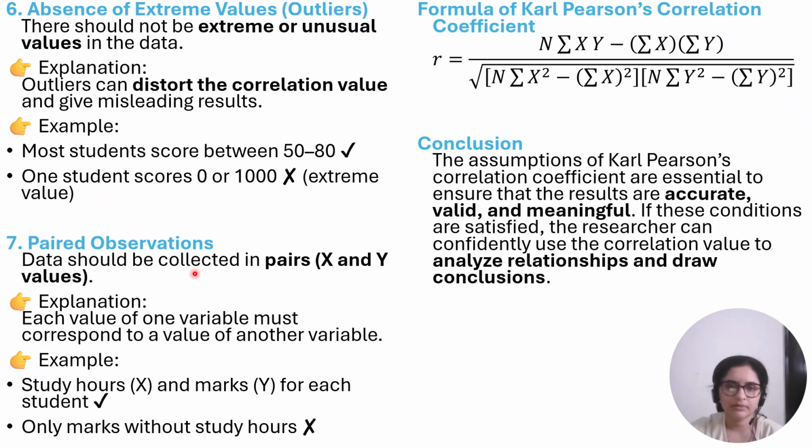And paired observations. Data should be collected in pairs, x and y. Both the x variable and the y variable should be there, and each should correspond to the other and have a relation with each other. Example: study hours and marks. Study hours is one variable and marks is another variable, x and y, for each student. Marks and study hours are related and can be correlated. Only marks without study hours is of no use; you cannot correlate. So both variables must be there and both must be correlated.